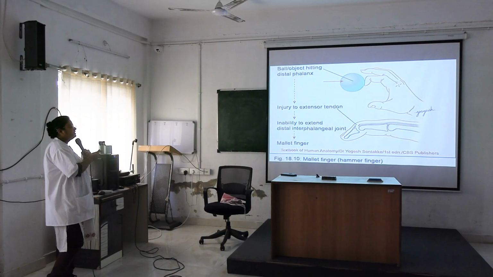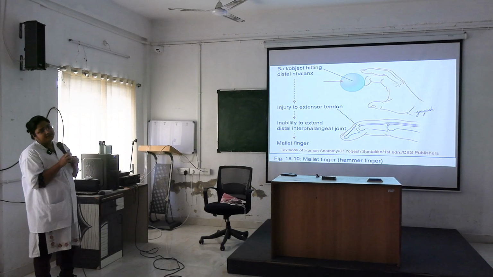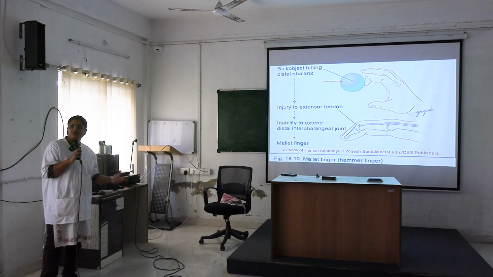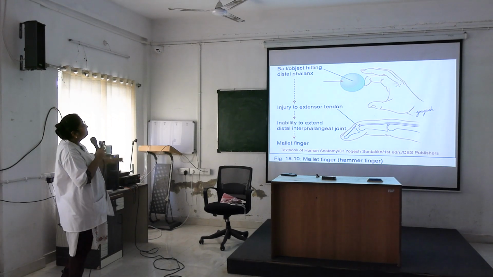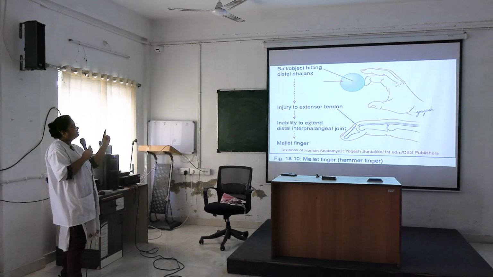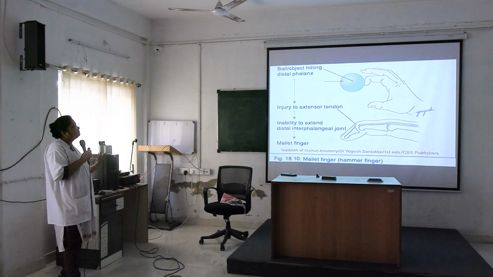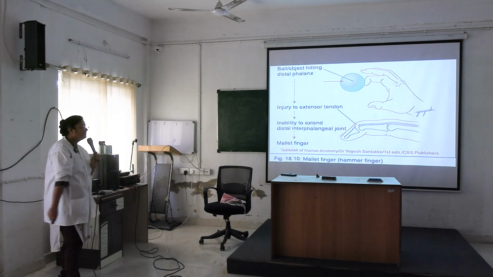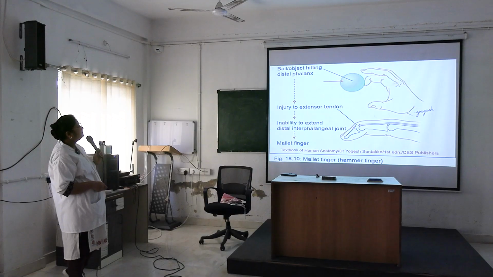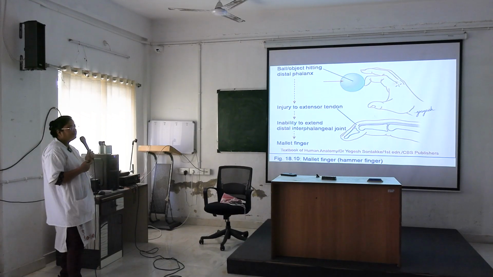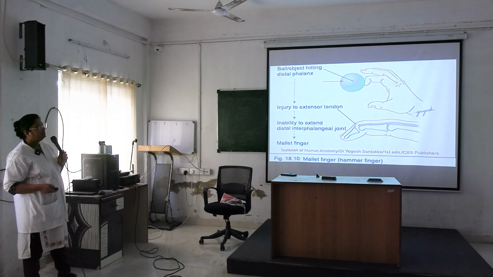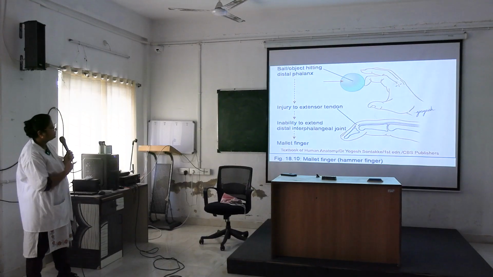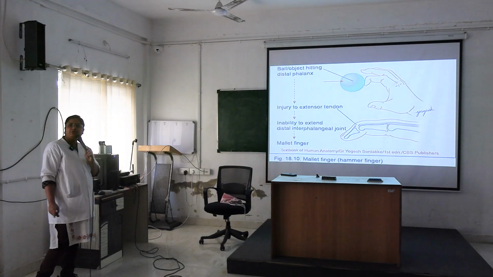This is one clinical aspect, mallet finger, which comes in your explain why or short note. If a ball or object hits the distal phalanx, there will be injury to the extensor tendon. There is tearing of the tendon, and inability to extend the distal interphalangeal joint because of the tearing, and this is known as mallet finger. Okay, understood?